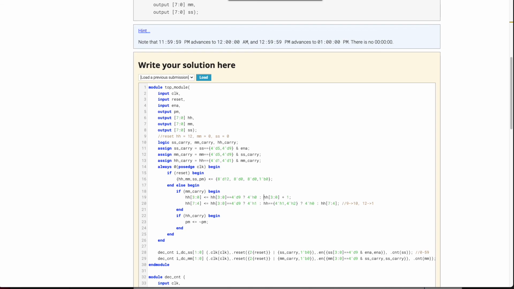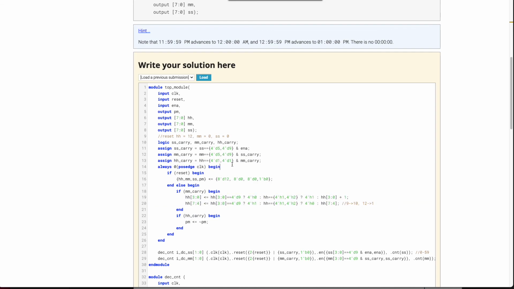But if this condition, then actually the single digit goes from 2 back to 1. So HH is like this, otherwise that. This is probably the most tricky one.